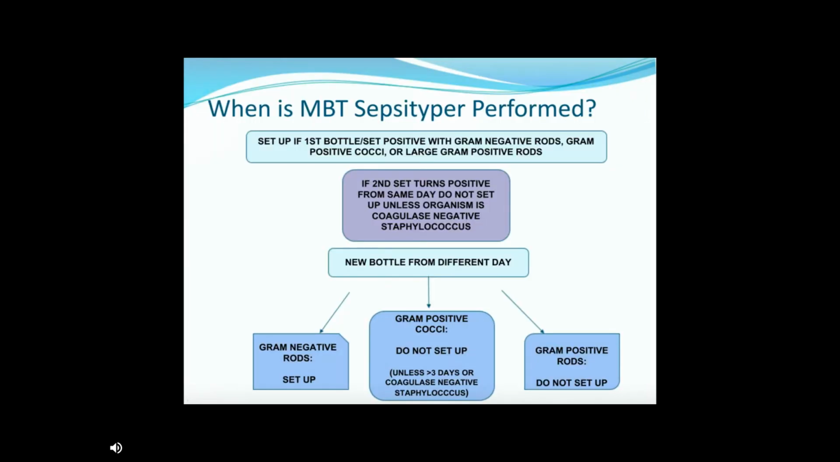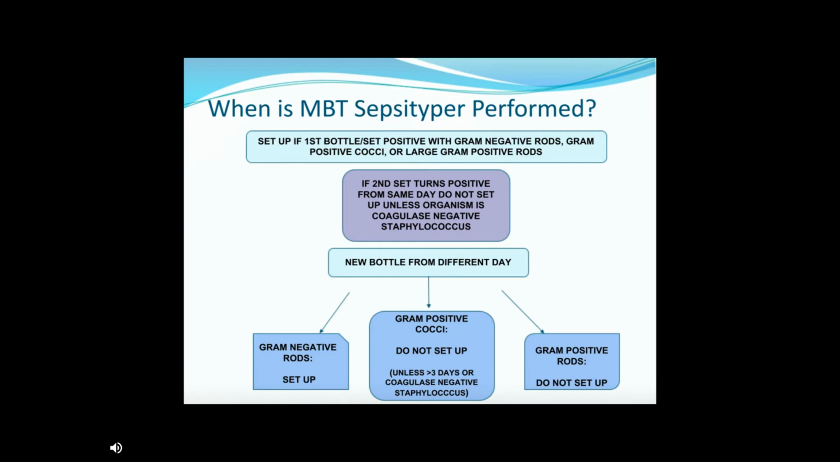So our algorithm in our hospital, when we perform our Sepsityper, is in these next few slides. So I'll talk you through them. They may seem a little confusing, so bear with me, and hopefully you'll be able to follow my direction. So when we have the first bottle of a set that is positive with gram-negative rods, gram-positive cocci, or large gram-positive rods, we automatically do a Sepsityper.